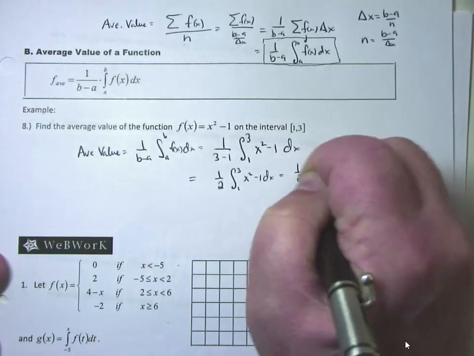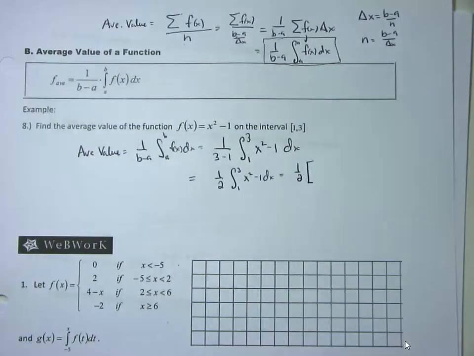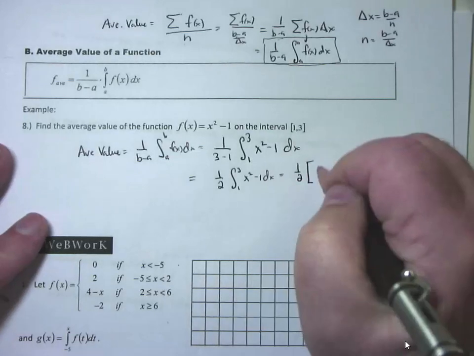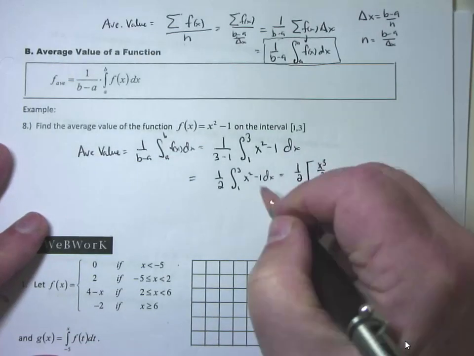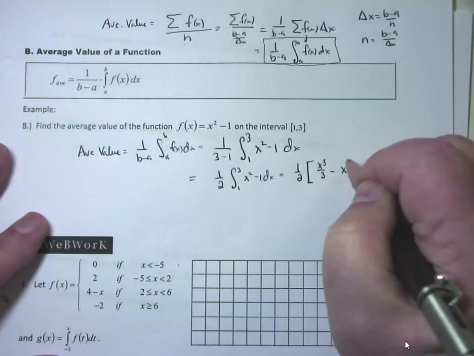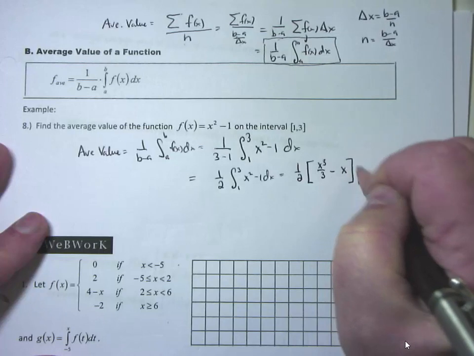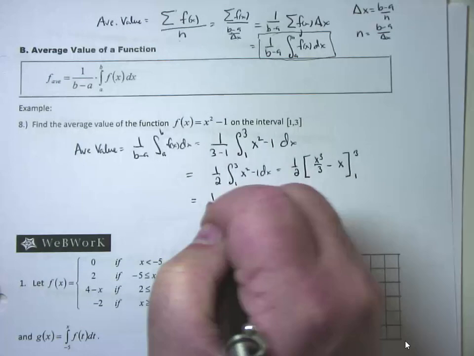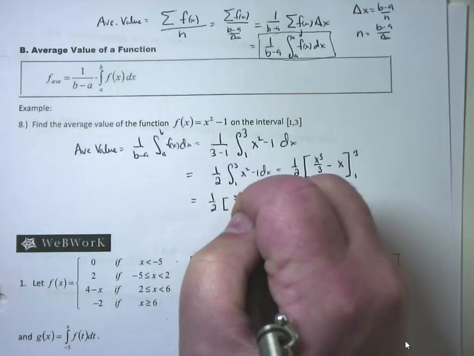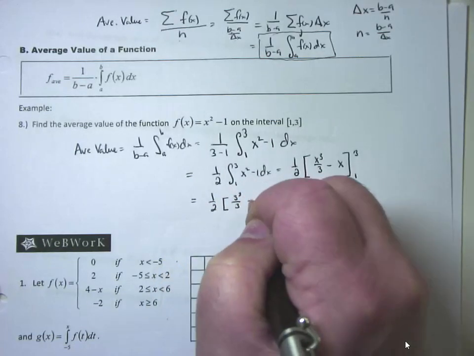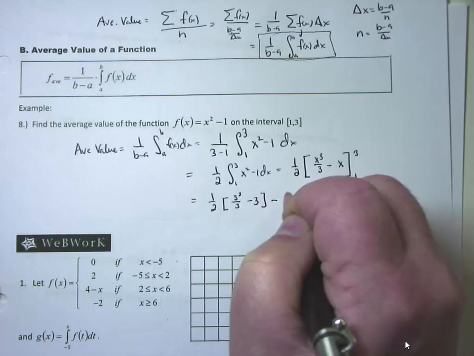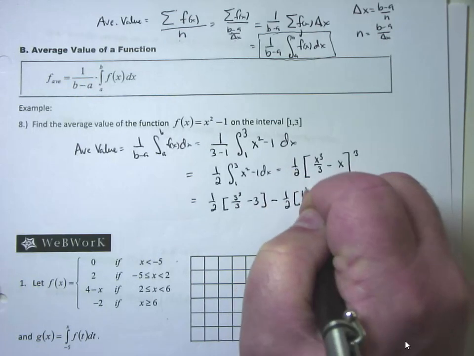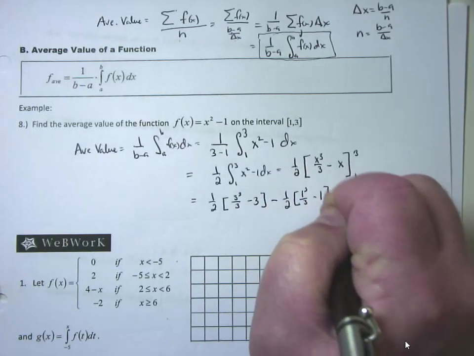1/2 is a constant, leave it out front. Now we're going to integrate. The integral of x squared is x cubed over 3, minus the integral of 1 with respect to x, evaluated from 1 to 3. According to the fundamental theorem of calculus, you plug in the top. This will be 1/2 times 3 cubed over 3 minus 3, minus, plug in the bottom, 1/2 times 1 cubed over 3 minus 1.